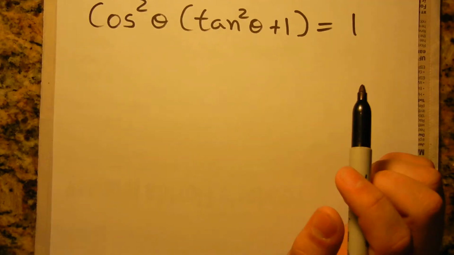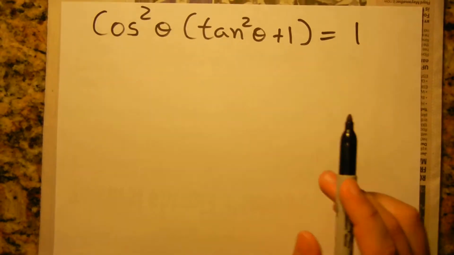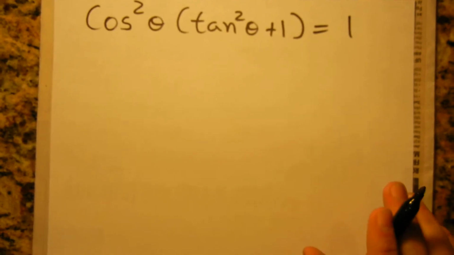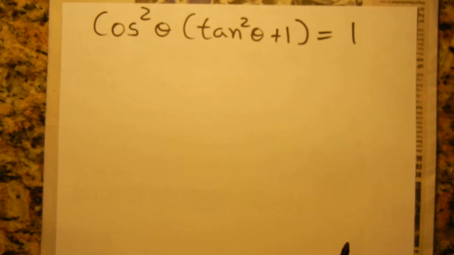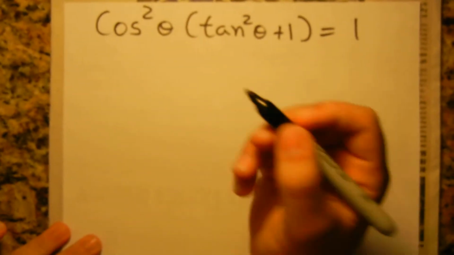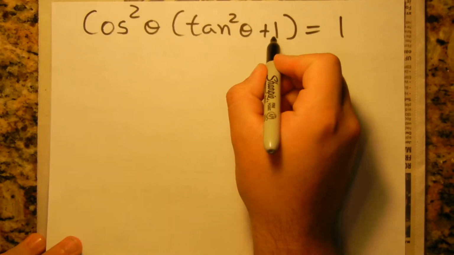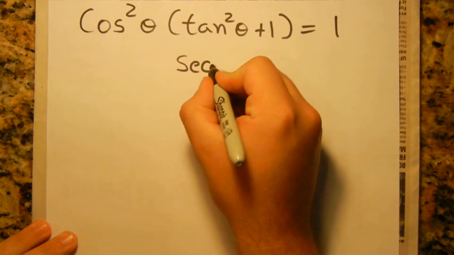But then the next step that someone would want to do is to distribute cosine squared into tan squared plus 1. However, that normally does work and would be a good step, but we want to make sure that we can't substitute the tan squared for one of the Pythagorean identities. And if you look at the formula sheet that I gave you, you'll be able to see that in fact you can. Tan squared theta plus 1 can actually be written as secant squared.